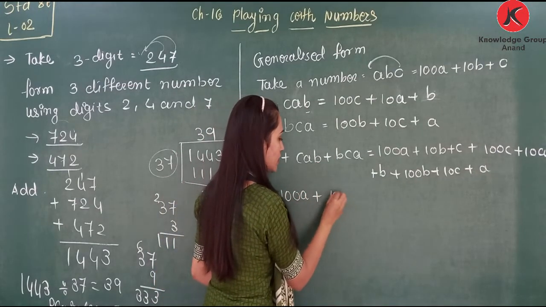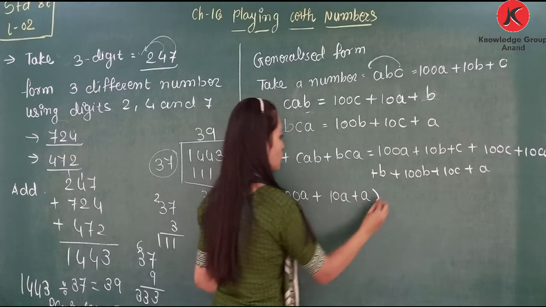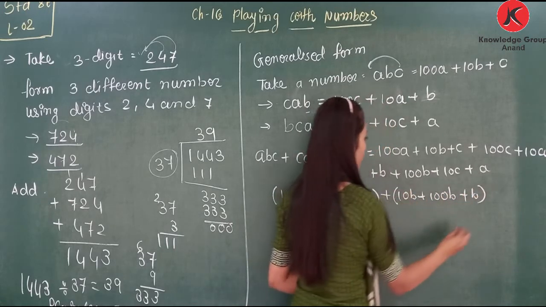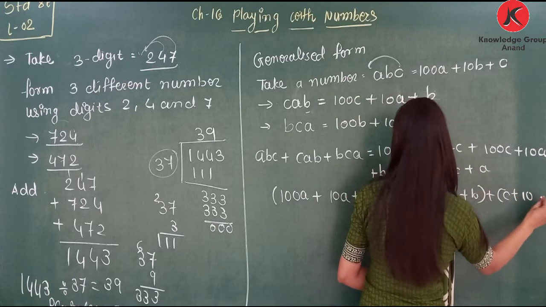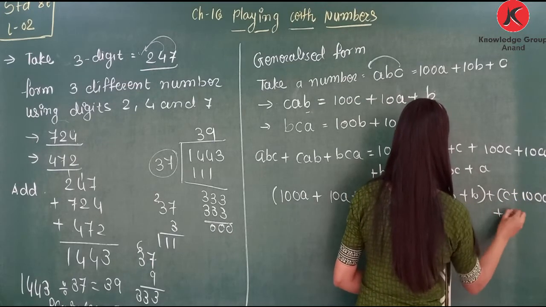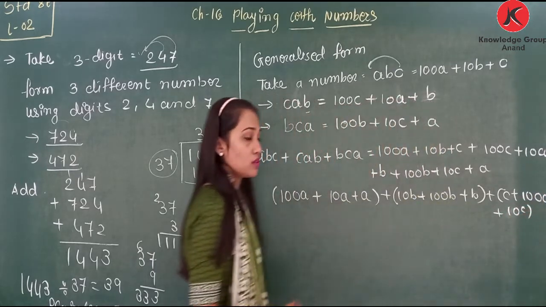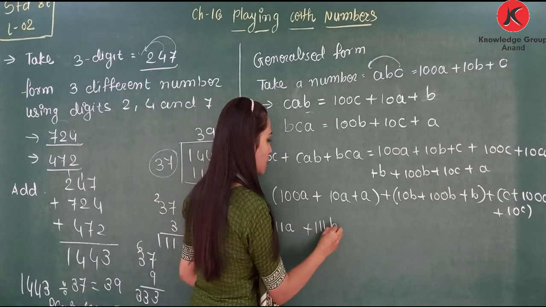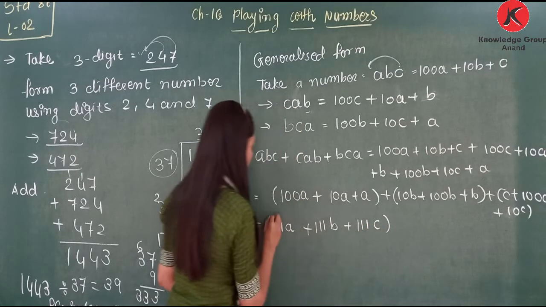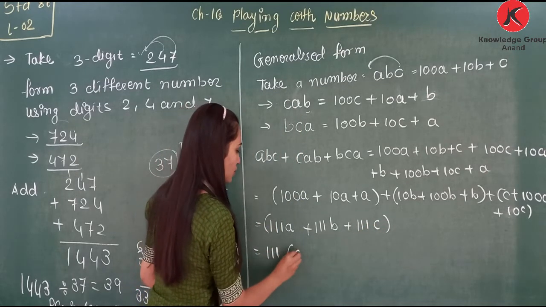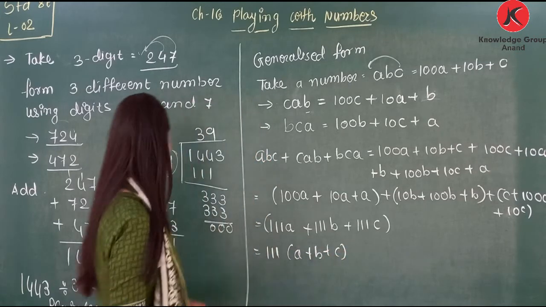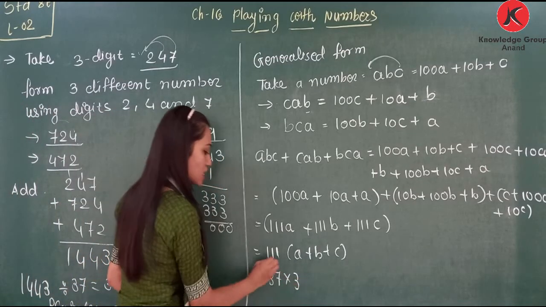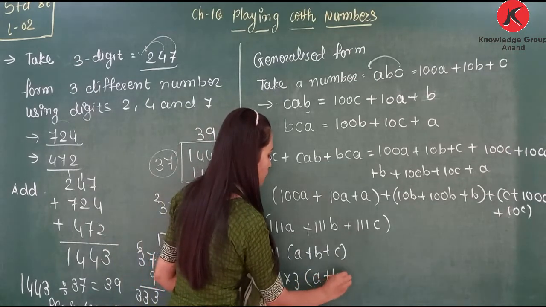Now add 100A plus 10A plus A, plus 10B plus 100B plus B, and next is C: 100C and 10C. So it will give 111A plus 111B plus 111C. So take 111 common. So it is 111 times A plus B plus C. Now here you check that 37 threes are 111. It means 37 multiplied by 3 is 111, times A plus B plus C.